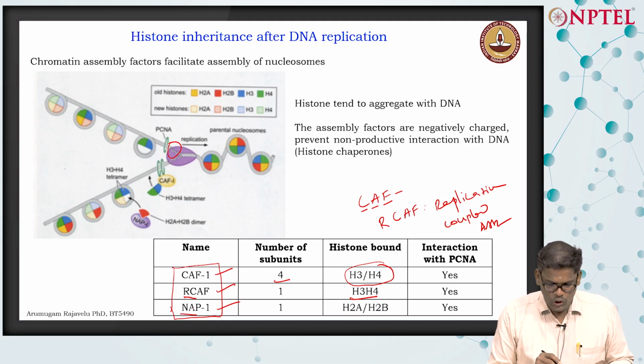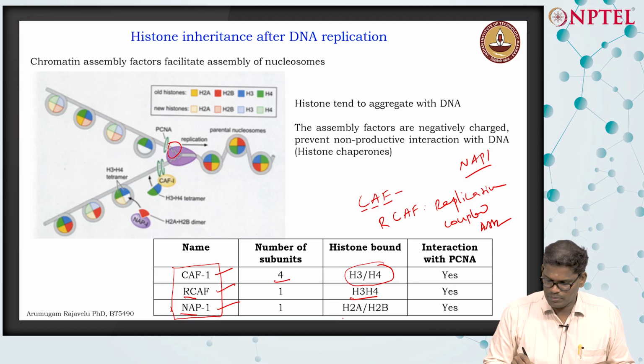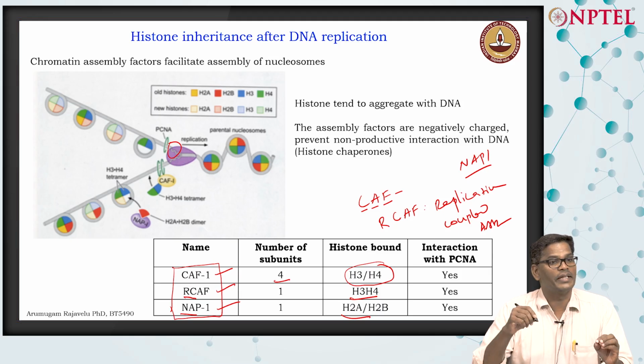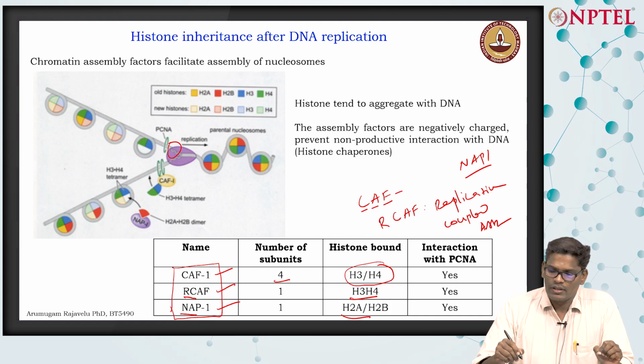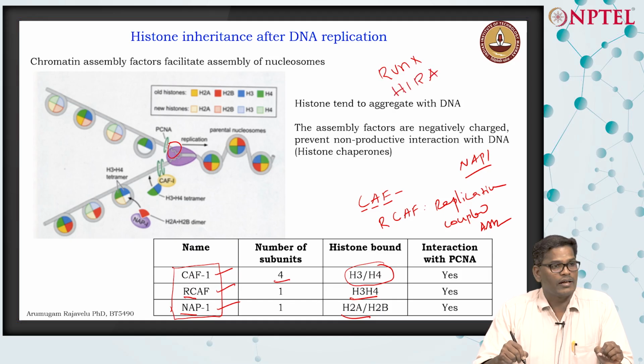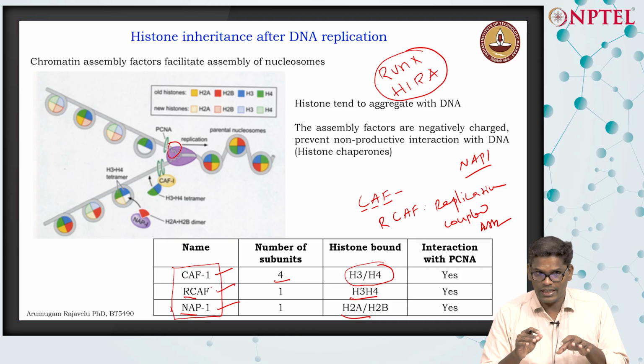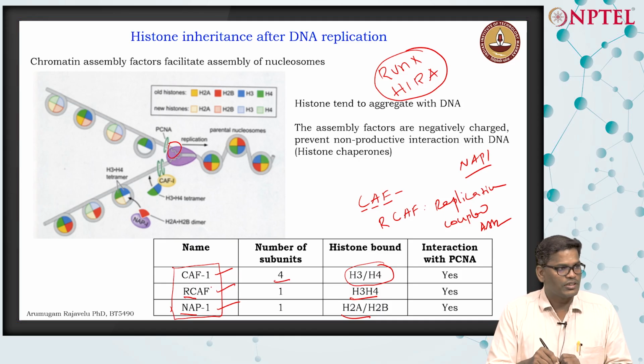And then NAP, nucleosome assembly proteins, NAP1. This is an important protein for H2A H2B. So these are the key proteins at the replication fork. But there are also histone chaperones called RNG, okay, and then HIRA, I said, right. So these are histone chaperones which work at chromatin level, at the nucleosome and DNA replication fork regions.